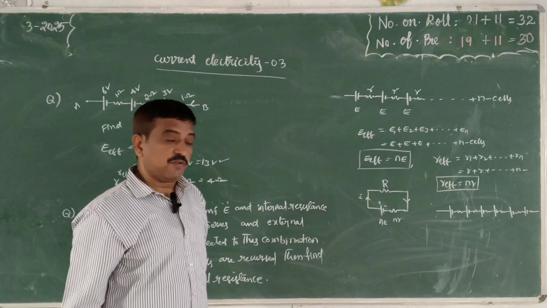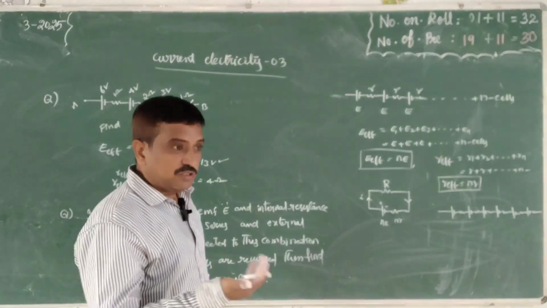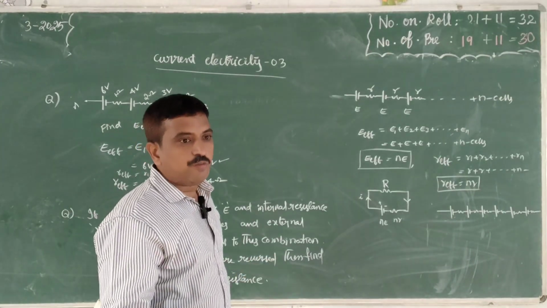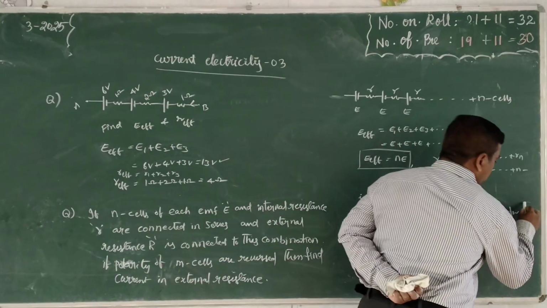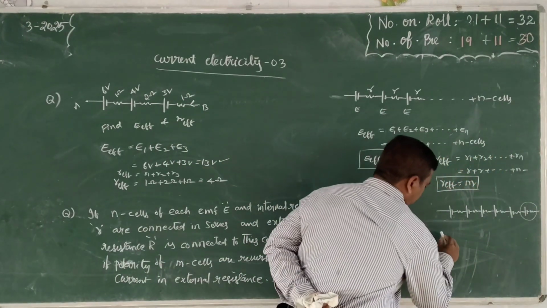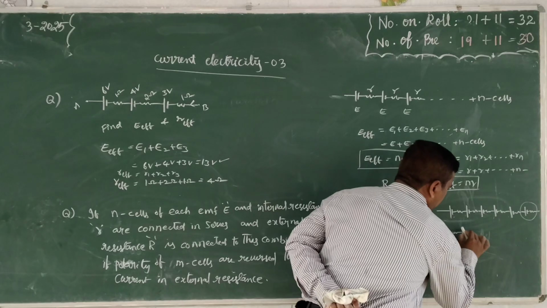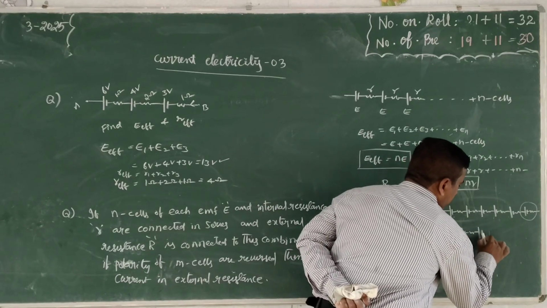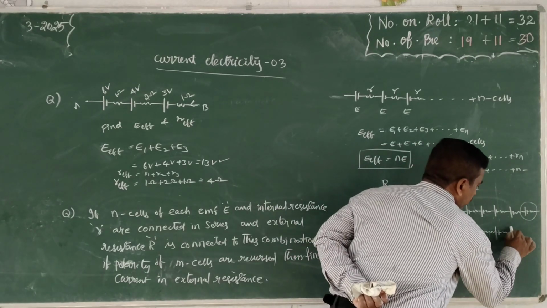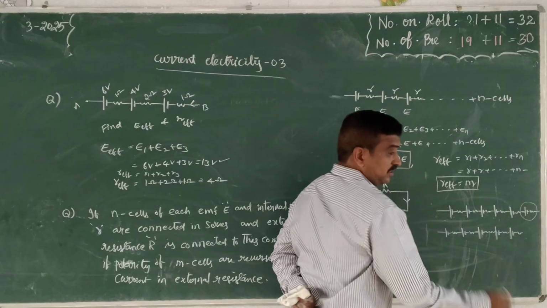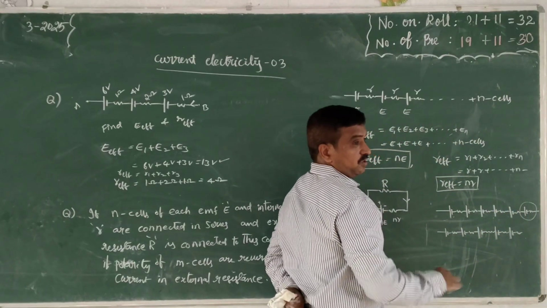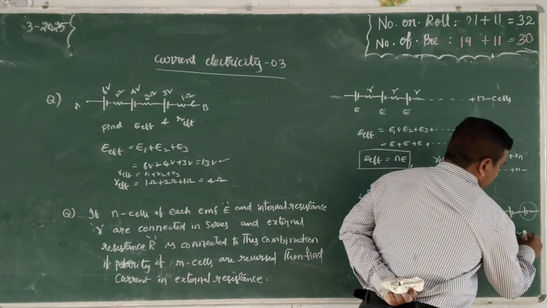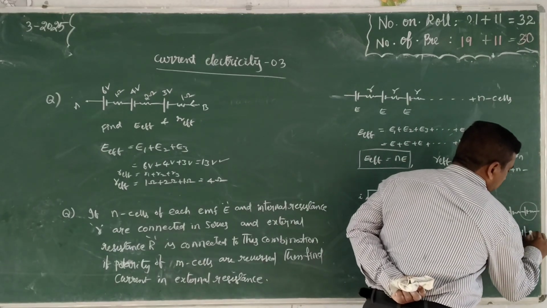What they are saying now, for example: the polarity of one cell is reversed. One cell reversed means we can remove this one and connect it like this. Second one, third one, fourth one, fifth one. One cell is reversed. Polarity reversed means lower potential first, higher potential later. See here, this is the circuit.